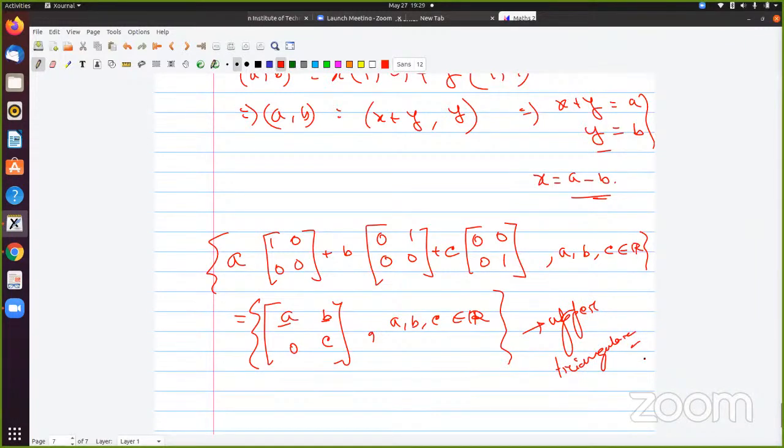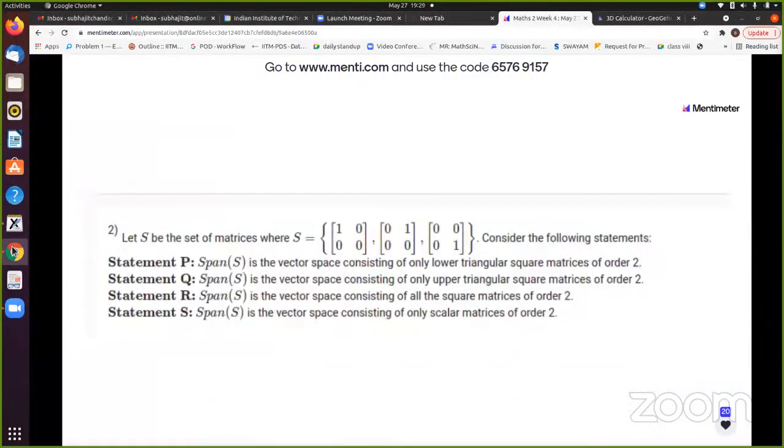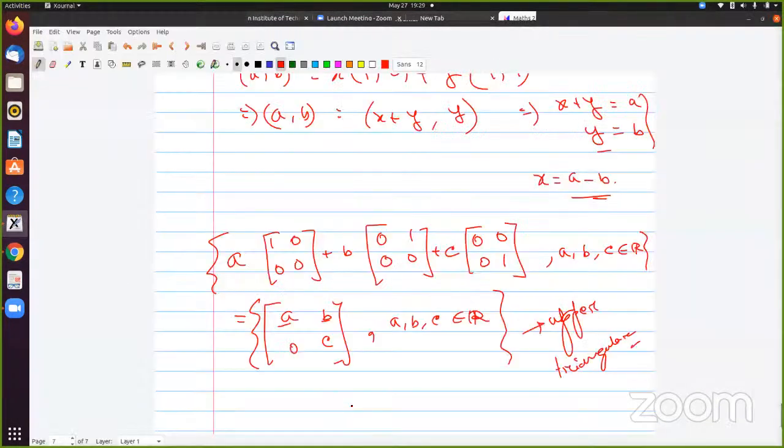Okay? Many of you have given the third one as the correct answer. Why? It does not consist of all 2 cross 2 matrices because there it is 0. So all 2 cross 2 matrices means here there can be numbers A, B, C, D, some number can be there, but it is not all 2 cross 2. Correct? Okay, is it clear, everyone? Yes, sir.